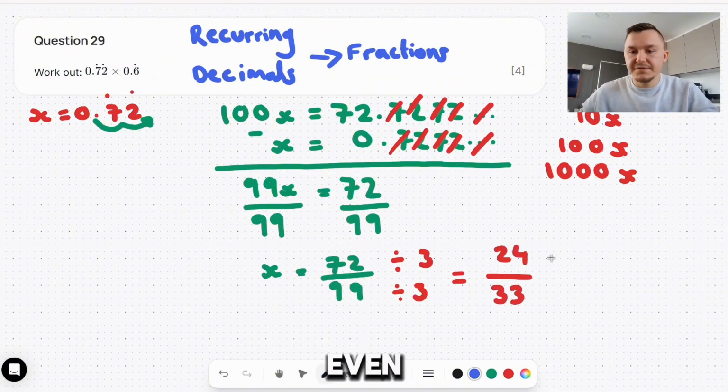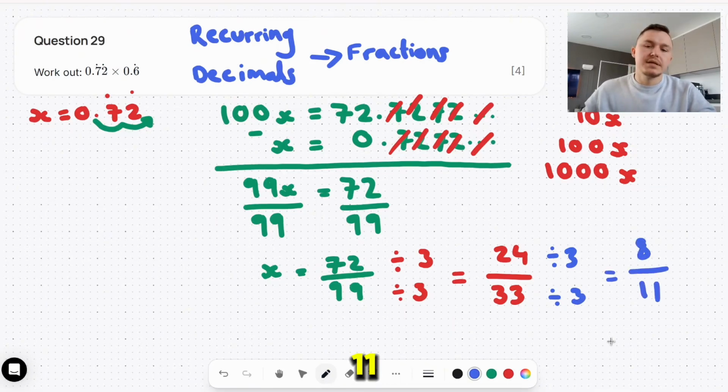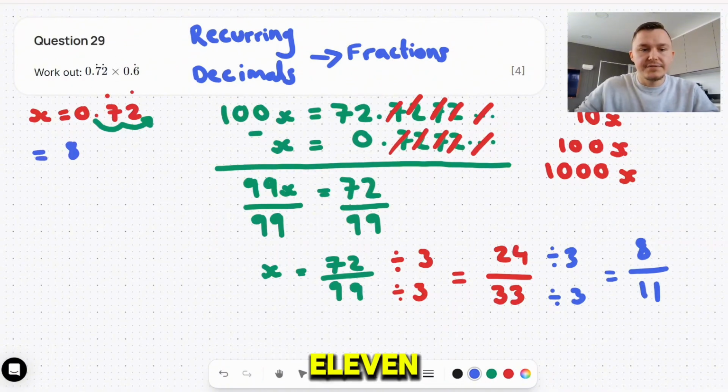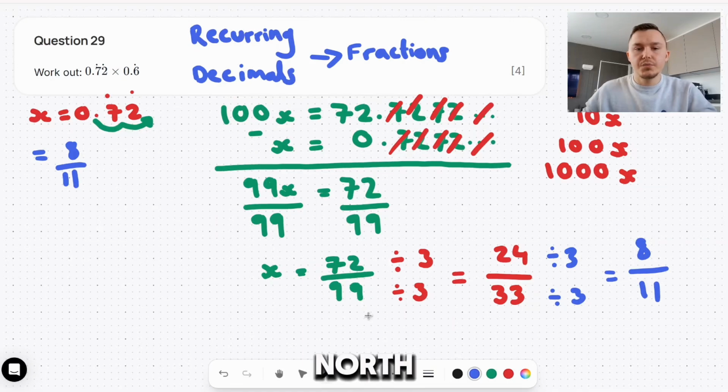And I can divide this even further by 3 again. And that gets me 8 over 11. Now, I've got my first one. 0.72 recurring is 8 over 11. So I can move on to the 0.6 now.